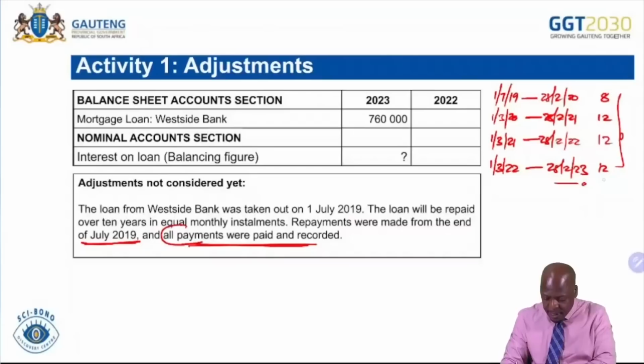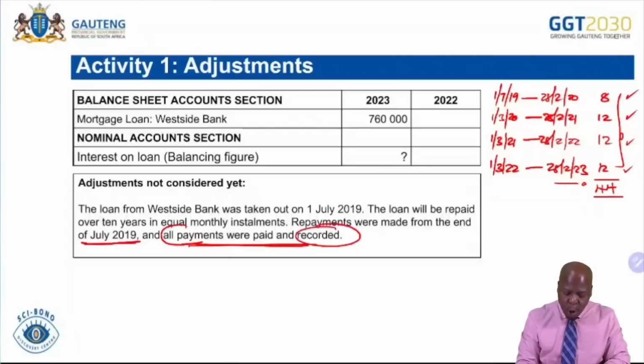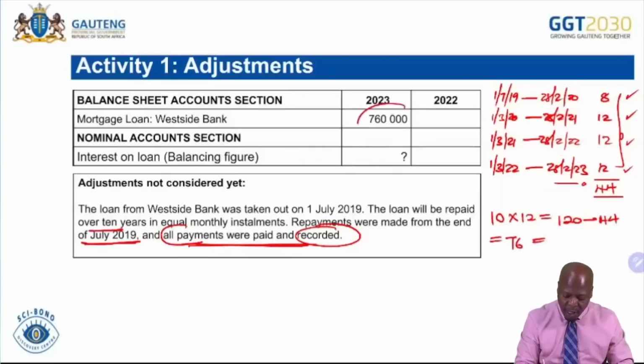So in total, how many payments have we made? It's 12 plus 12 plus 12 plus 8. Quickly, that gives you 44 months. So 44 months have been paid and recorded. It therefore means if the loan was taken over 10 years, and each year has how many months? 12 months. The loan was supposed to be paid over 120 months. But so far we have paid it for 44 months. That means we have paid for them and recorded them. Therefore, we are only owing for how many months now? 76 months.